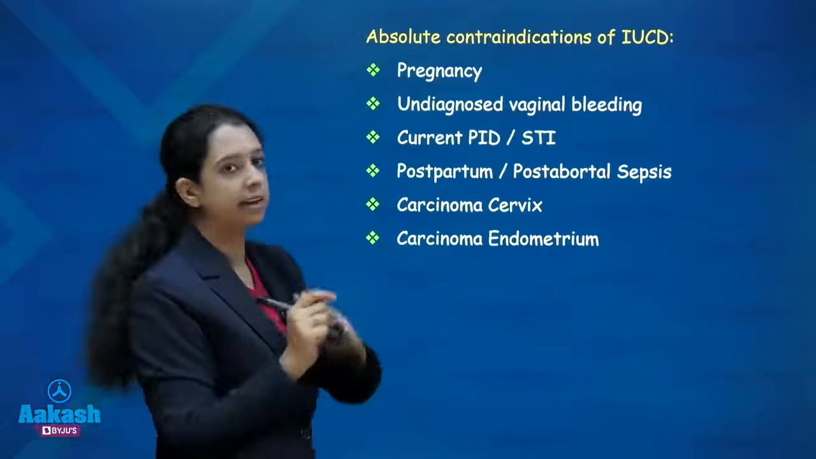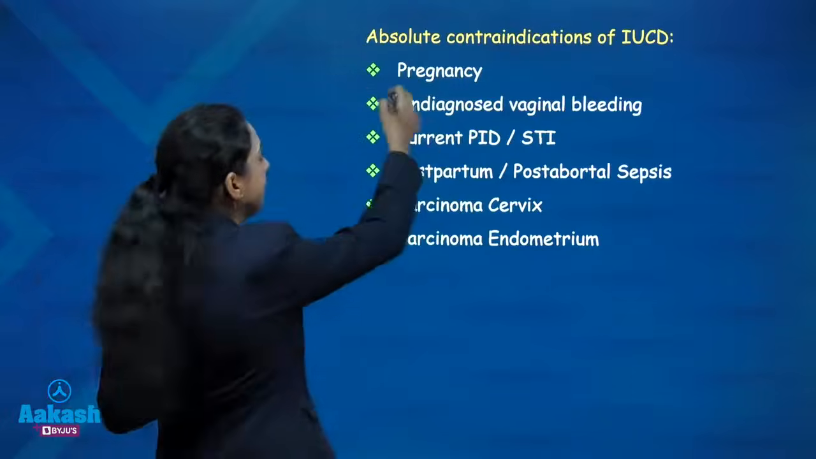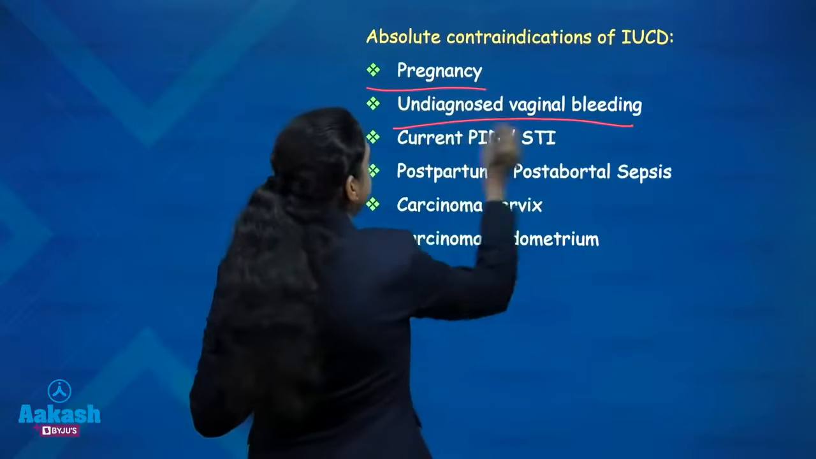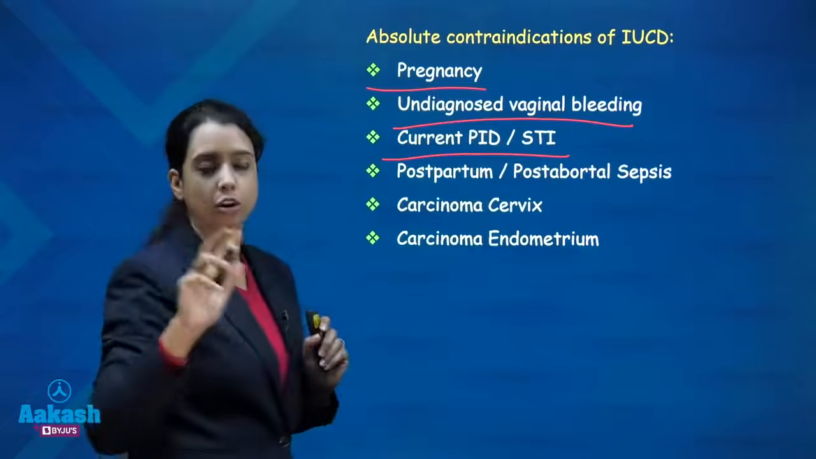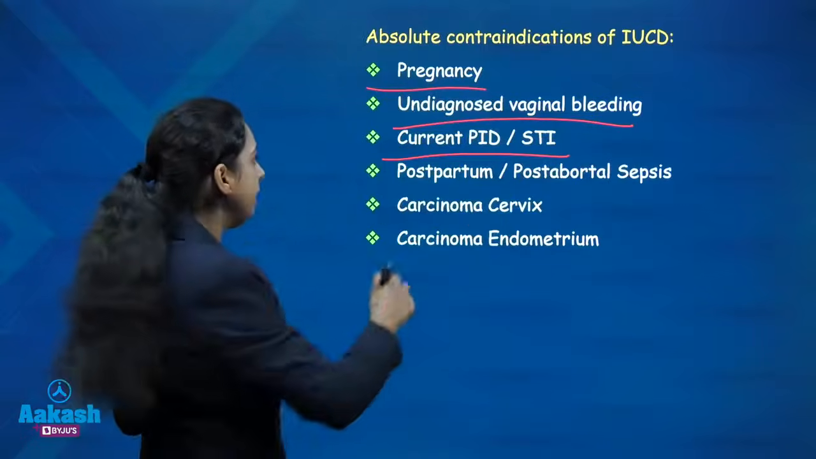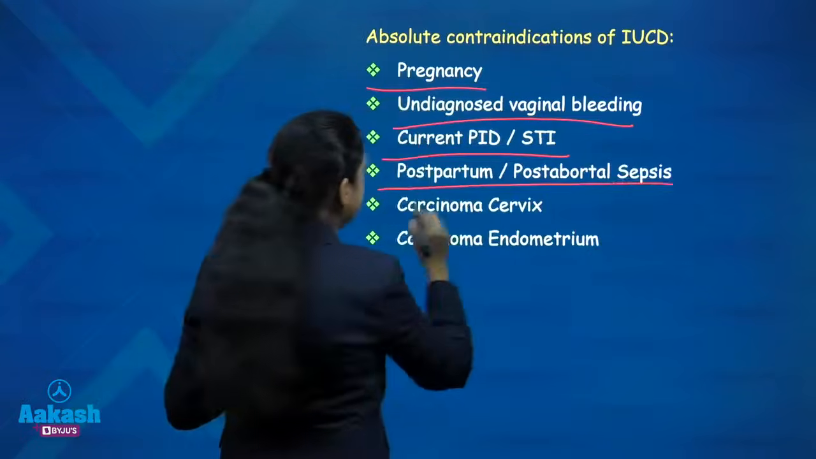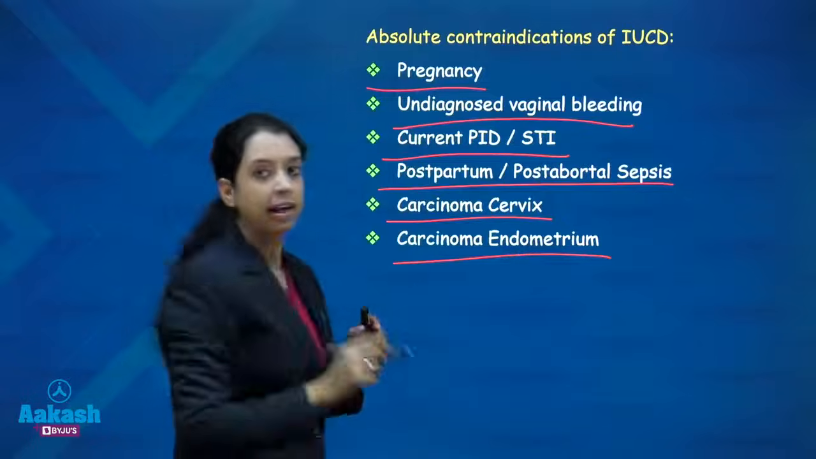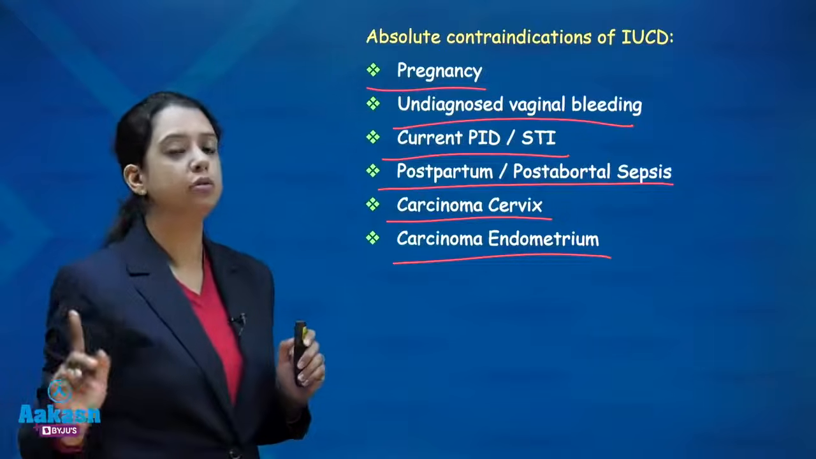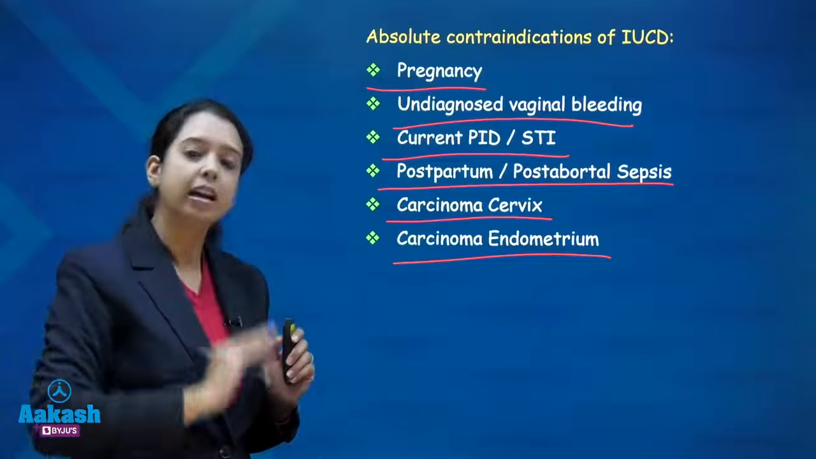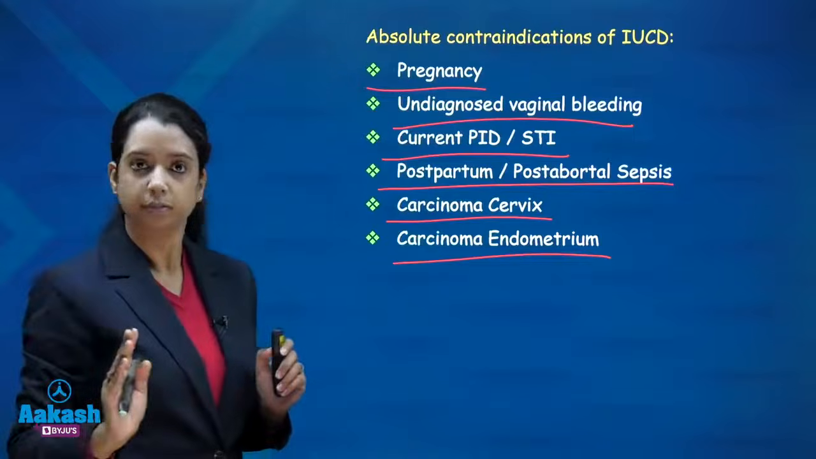So absolute contraindications of IUCD are pregnancy, undiagnosed vaginal bleeding, current PID and STI, not past PID, current PID, postpartum sepsis, carcinoma cervix and carcinoma endometrium. Okay, fibroid uterus is not a contraindication. Nulliparity is not a contraindication.